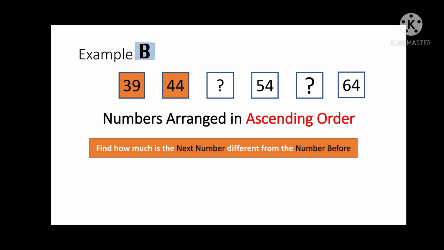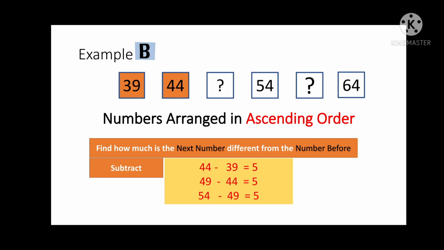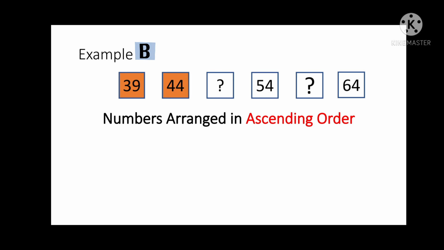So let's see how 44 is different from 39. 44 minus 39 is 5. 49 minus 44 is 5. 54 minus 49 is 5. So I can see something happening again and again. Plus 5 after every number. Here we crack the code.